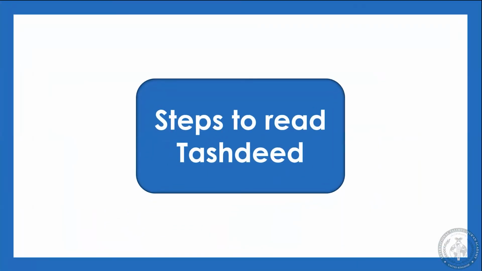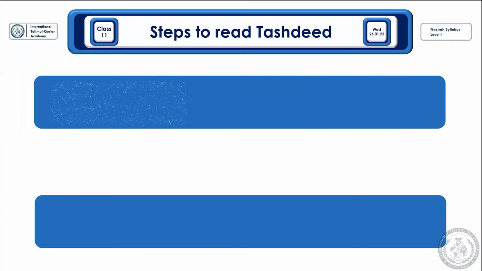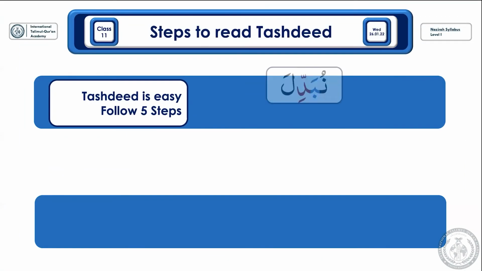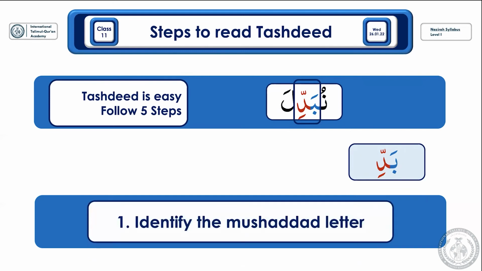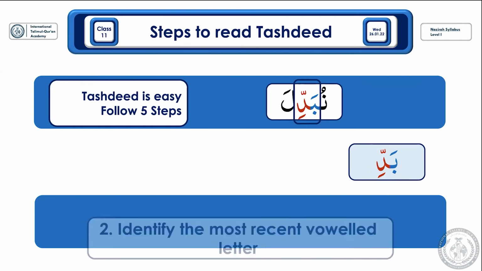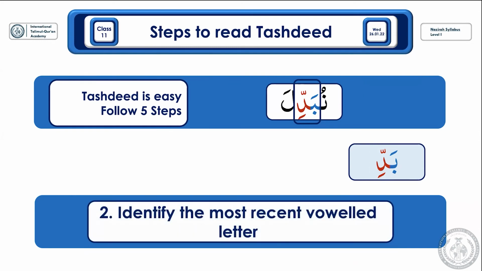So, steps to read Tashdeed. Tashdeed is not a difficult thing to do, and if you follow some easy steps, it becomes very simple. We will learn by practicing with this word and focusing on this particular part where there is a shadda. So we write it down here, and first of all, we identify the mushaddad letter, which is this one here. It's a dal, and it's mushaddad because it carries the tashdeed. The second step is to identify the most recent vowelled letter, and it happens to be that ba with the fatha.